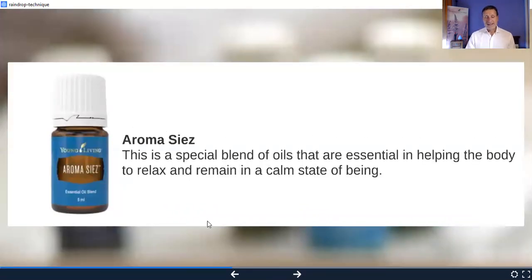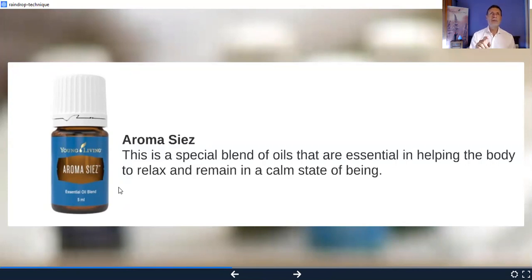Aroma Seeds. Aroma Seeds is a special blend. In Aroma Seeds, you have also Gaultheria, you have also lavender inside. So it's a special blend to help the body to relax, to remain calm, and also to release when you have contraction in your muscles, okay?